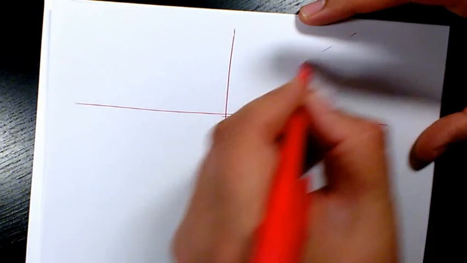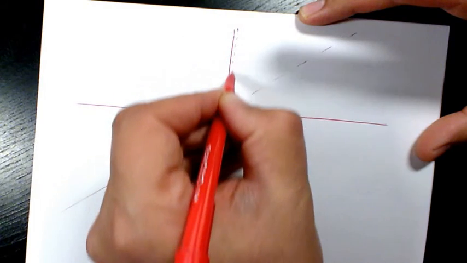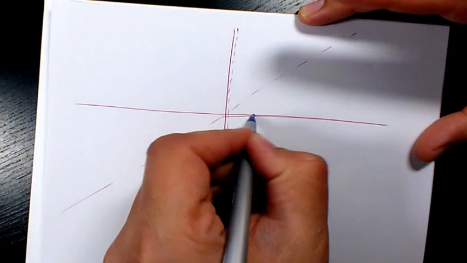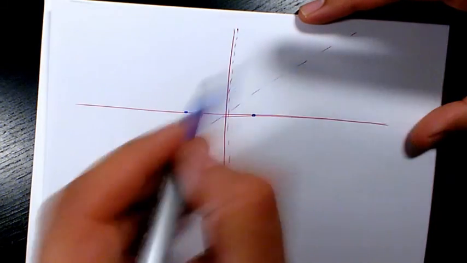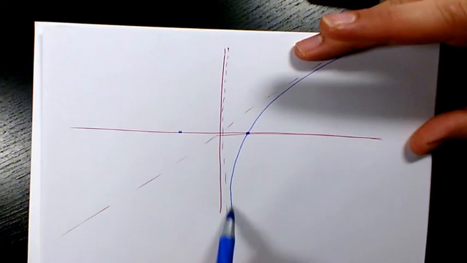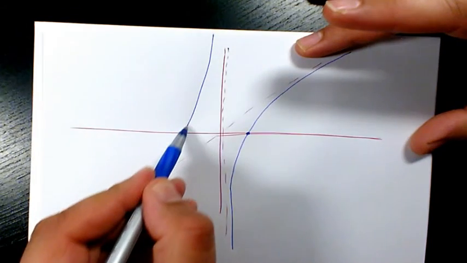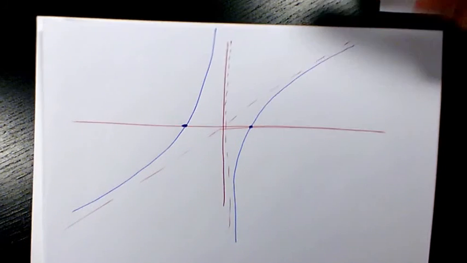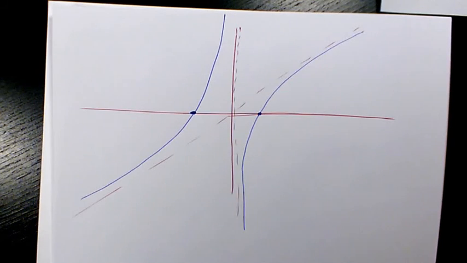This is the oblique asymptote, the vertical asymptote, +1, -1. The graph is going to be like that, and like that. So this is the graph of x squared minus 1 over x.